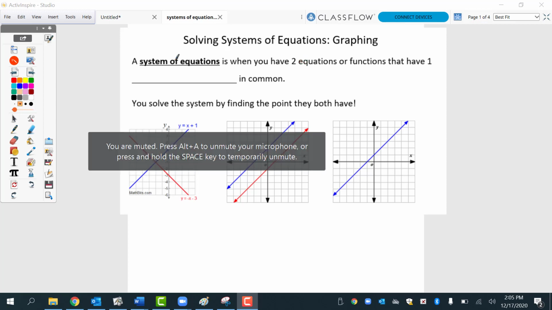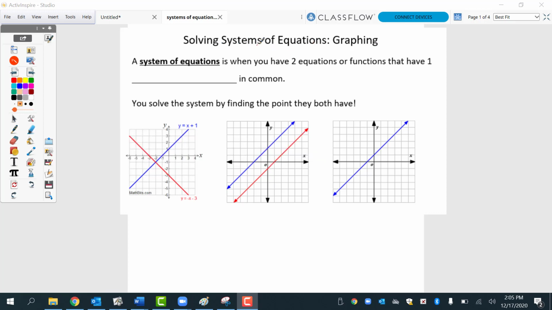All right, so our next topic is solving systems of equations. Systems of equations just means that there are two equations. Everything we did first semester, we only dealt with one equation at a time. Now we're going to have two equations on one graph. It's when you have two equations or functions that have one point or solution in common. So you solve the system by finding the point that they both have. It's where they cross. That's where the solution is, where the lines cross.